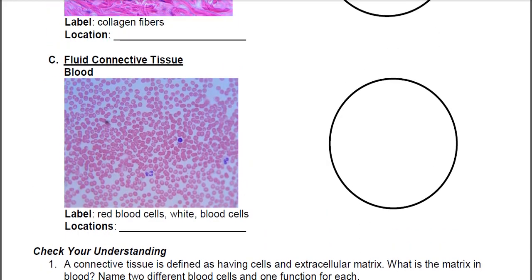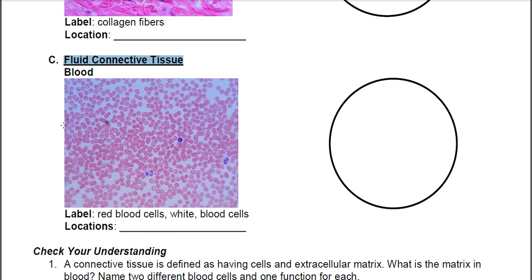And finally, we have blood. Remember that blood is considered a connective tissue. That's hard to remember. That's easy to forget. It is a fluid connective tissue. It's difficult to think of it as a connective tissue because it doesn't really connect one thing to another.